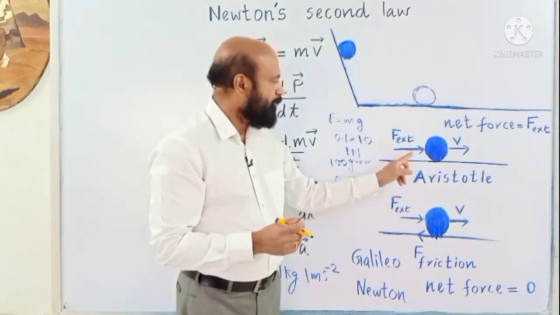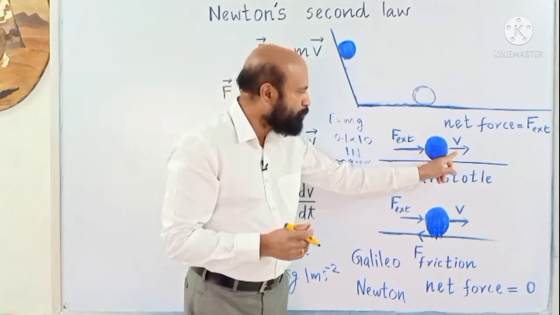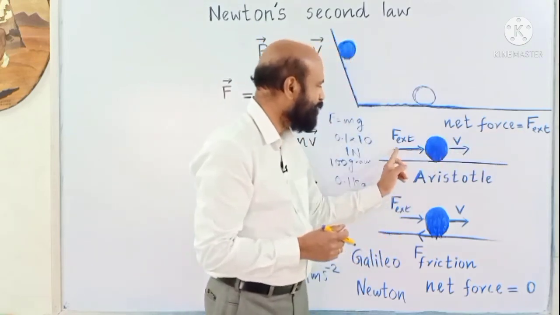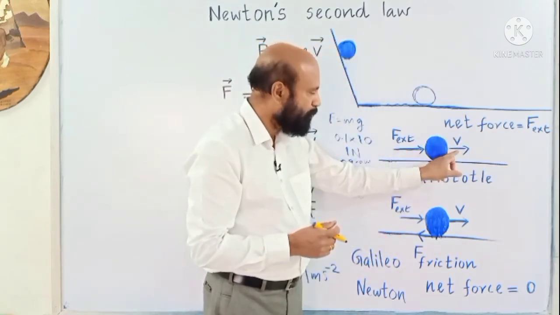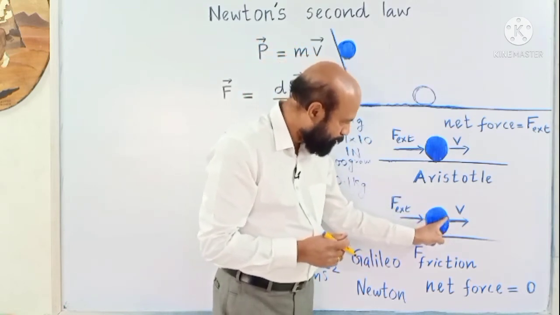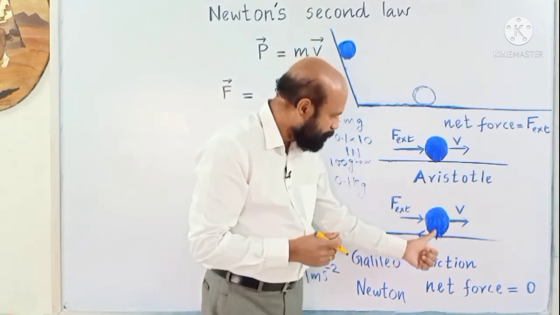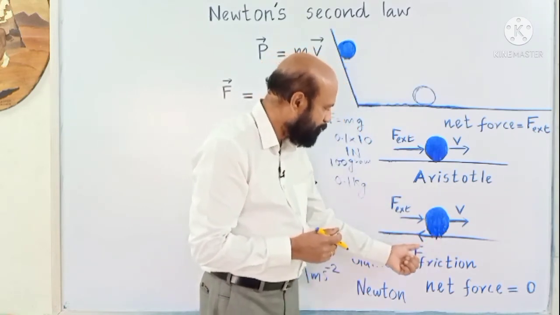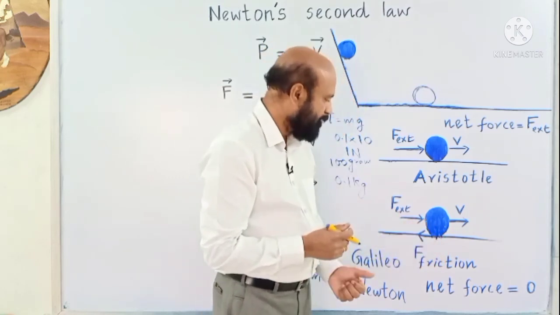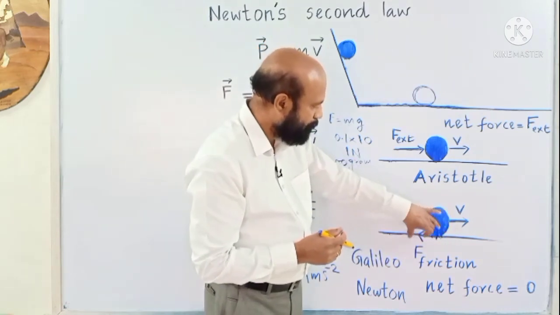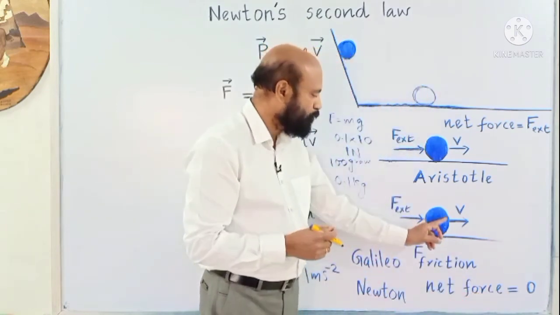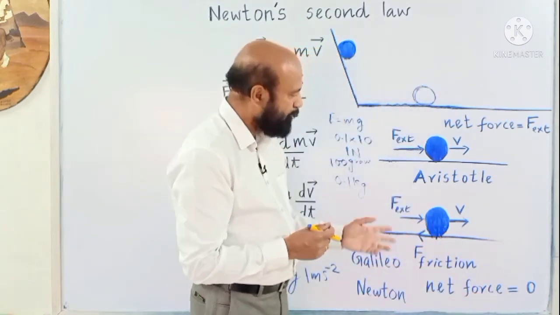Then this is Aristotle's idea. If a body is to move with the constant velocity, external force is needed. So here net force is equal to external force. Here body is moving with the constant velocity. Then here also body is moving with the constant velocity, but frictional force is acting this side. Then external force is acting that side. So it is equal. If it is moving with a constant velocity, net force will be 0. External force that side, frictional force this side. So net force is 0.